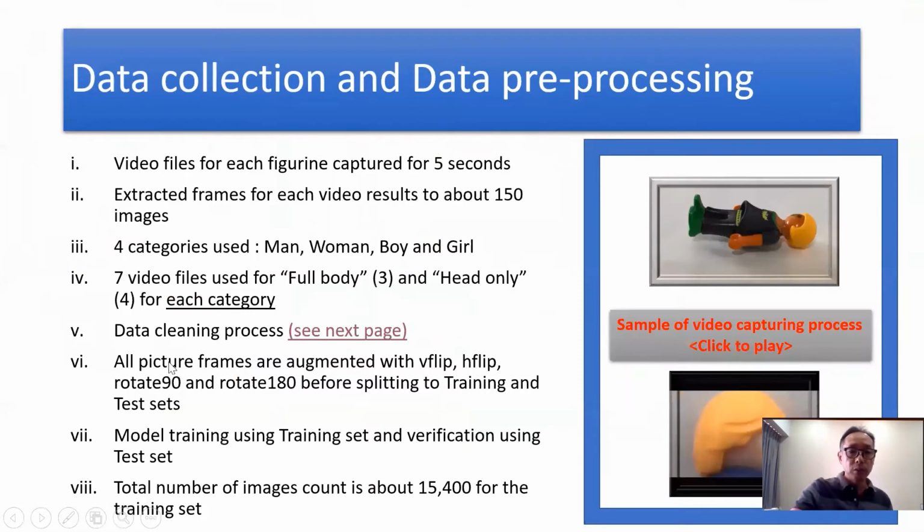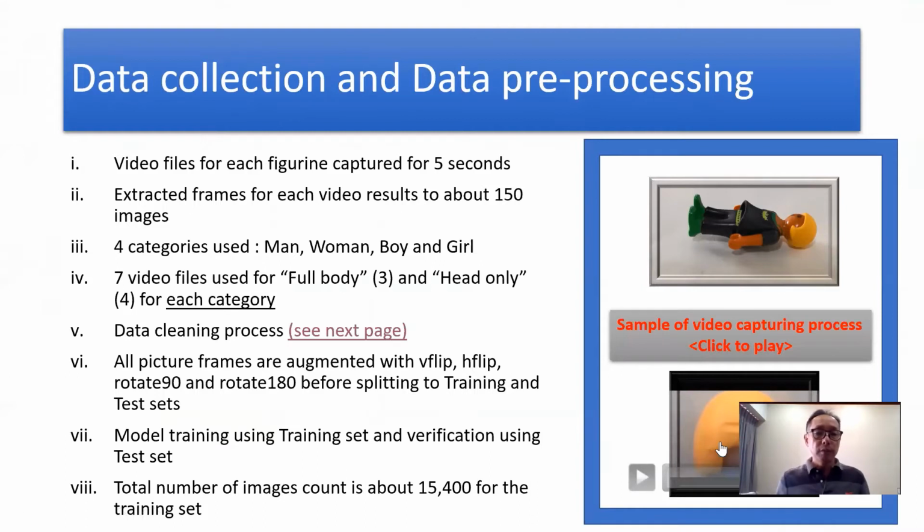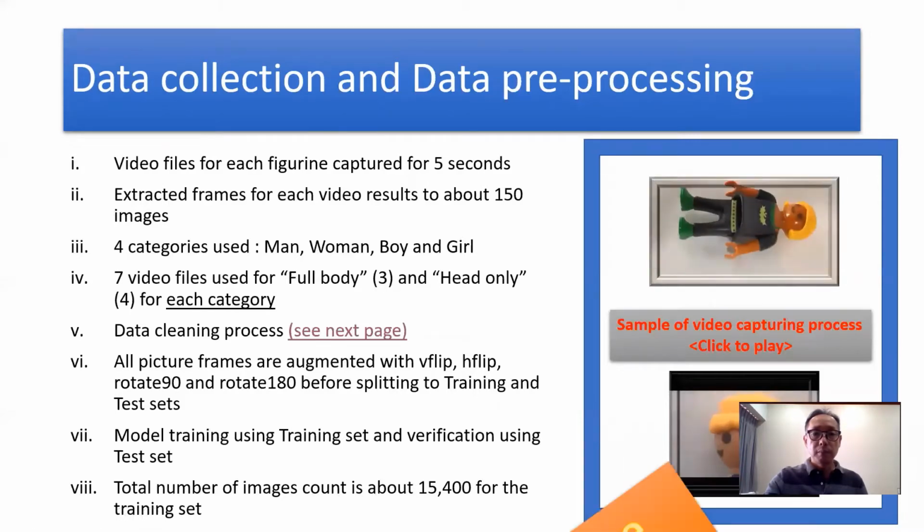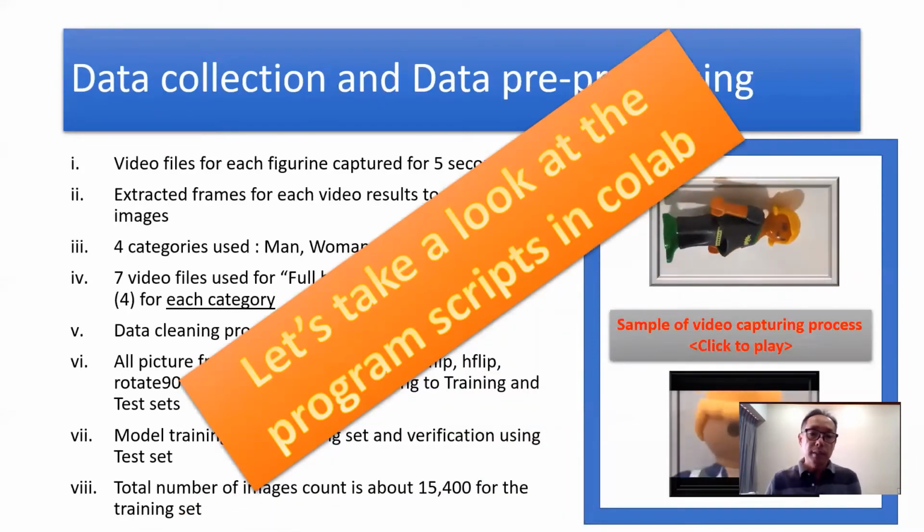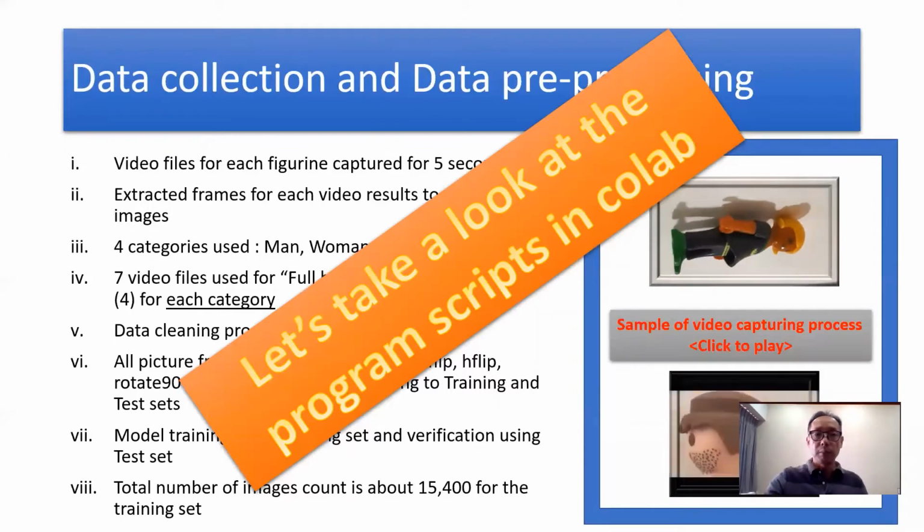Data cleaning process done. The picture frames are also augmented with vertical flips, horizontal flips, and rotation, before splitting into training and test set. Again, the model training follows the augmentation. And in fact, at the end of the whole process, the available images that were used for training was about 15.4K. So that's the collection process. Let me just get down to the next page. Okay, let's take a look at the program script within the Colab before coming back to this presentation.